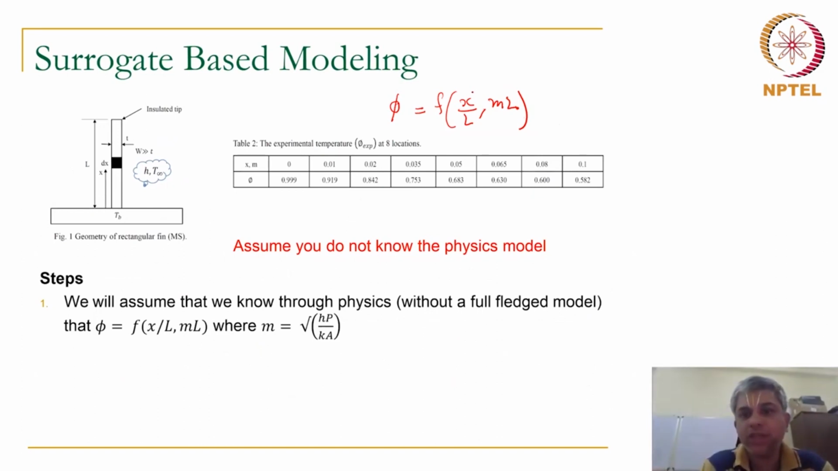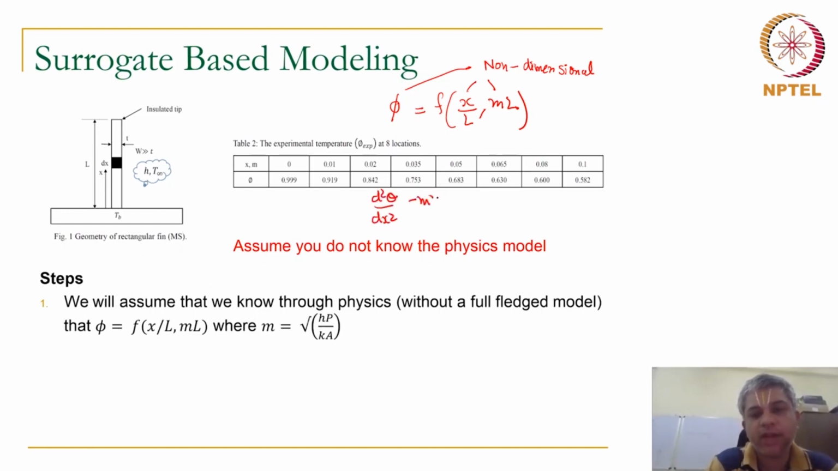Why am I choosing these two? These are non-dimensional and this is also non-dimensional. So dimensional analysis or looking at the governing equation will give you this. How will it give me? Let me just show you. d square theta dx square minus m square theta equal to 0 is the governing equation. I am not using the full governing equation, but a non-dimensionalization will give me the same thing.